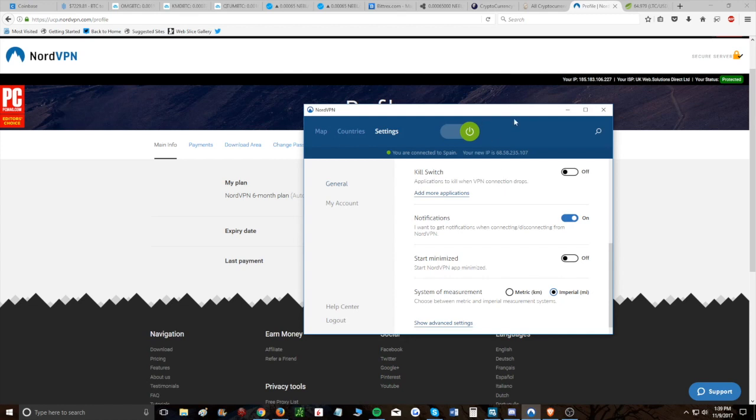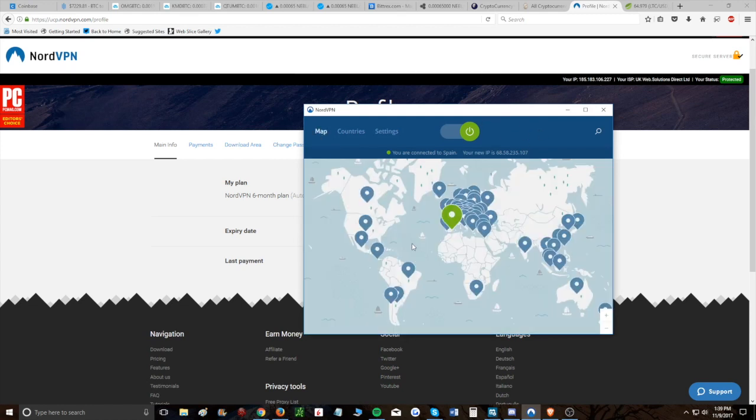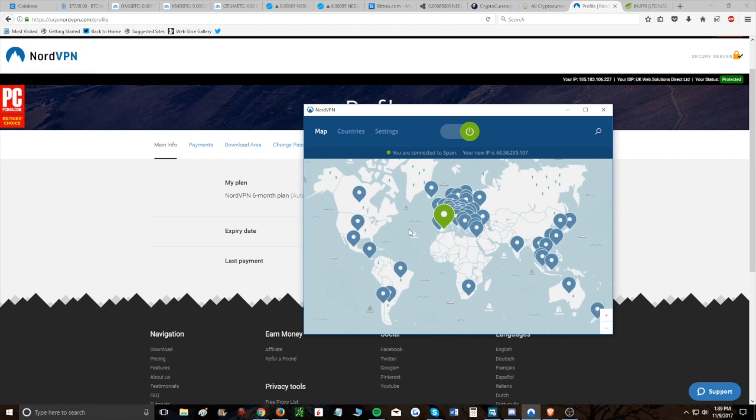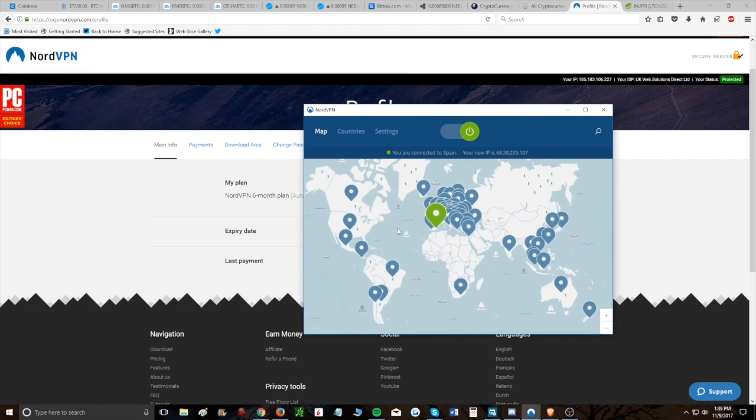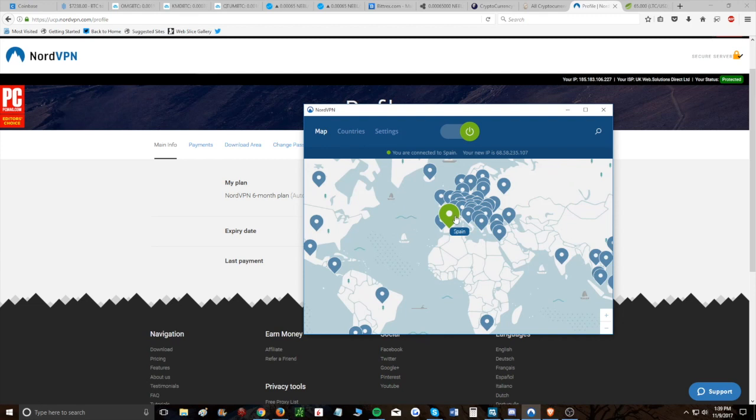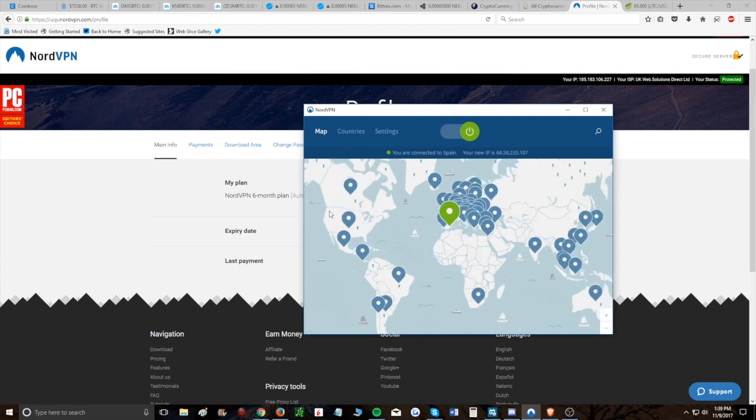This is what the user interface looks like. I'm able to choose wherever I want my location to be. I'm choosing Spain right now. Doesn't really matter, but I'm located in the US and I want to be seen on the internet as in Europe. And there's a reason for that, and that's because there's a lot of exchanges that are shut down for the US that aren't necessarily allowed in the US, and I want to do some margin trading.